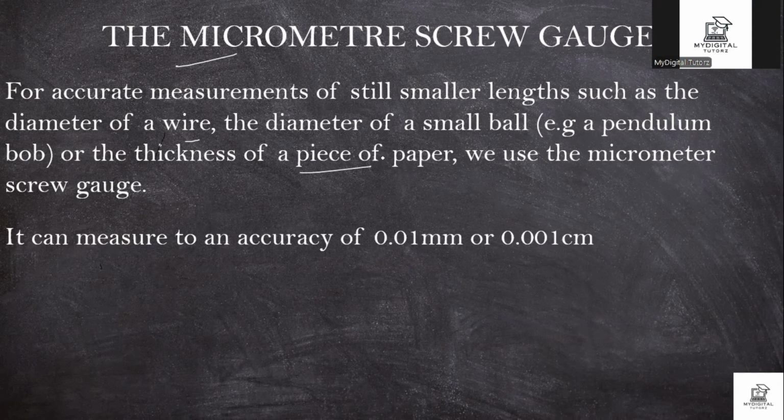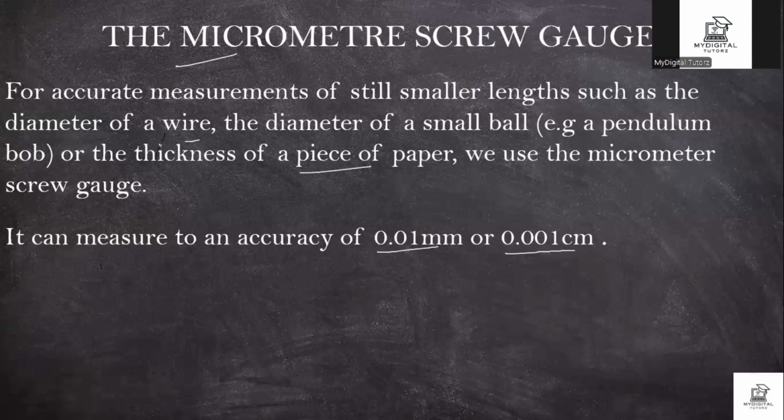So we use the micrometer screw gauge to measure the diameter of a wire, the diameter of a small ball, or the thickness of a piece of paper. Remember the other one, vernier caliper, is for the thickness of a meter rule, and so on. The reading accuracy of the micrometer screw gauge is 0.01 millimeter or 0.001 centimeter.